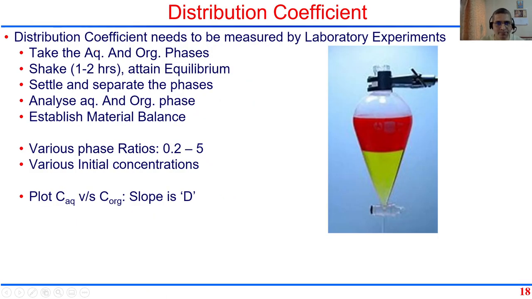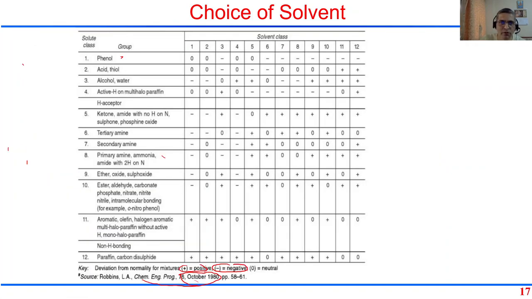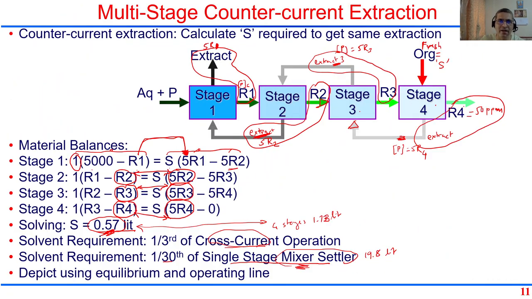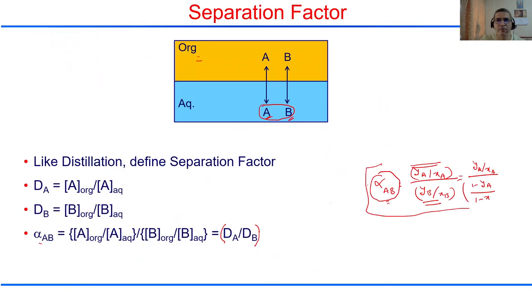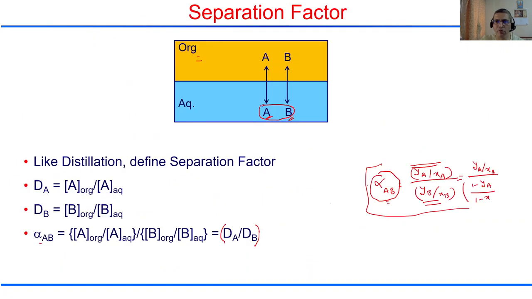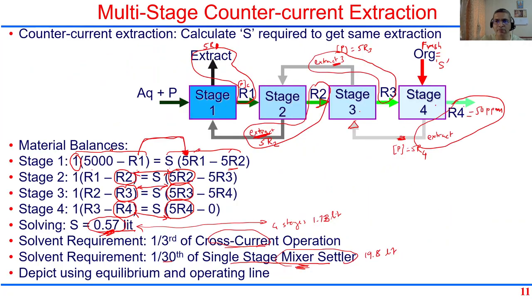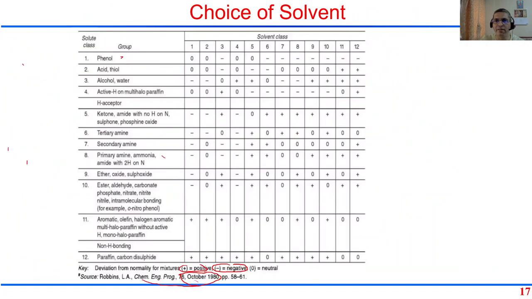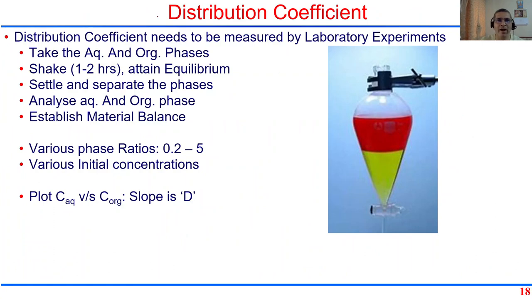Now, in terms of how you would measure the distribution coefficient, you would measure it exactly like what we talked about in the very first slide of the lecture. You would create a dispersion, settle, and then take a sample from the organic phase and a sample from the aqueous phase. You would take it in a separating funnel, add the organic phase, shake the separating funnel to attain equilibrium, then settle, and you will have an organic phase here and an aqueous phase here.